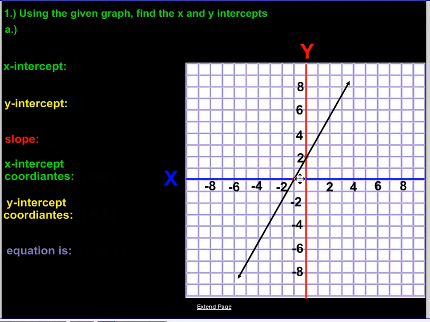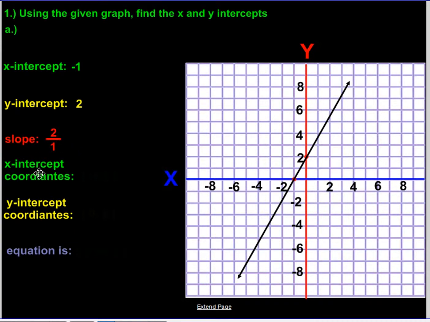You can see it crosses the x-axis at point -1, so our x-intercept would be -1. You can also see that it crosses the y-axis at +2, so the y-intercept is 2. The slope, if we determine what it takes to get from this point to the next, we can see we go up 2 and over 1. So it's going to be a slope of 2, or 2 over 1.